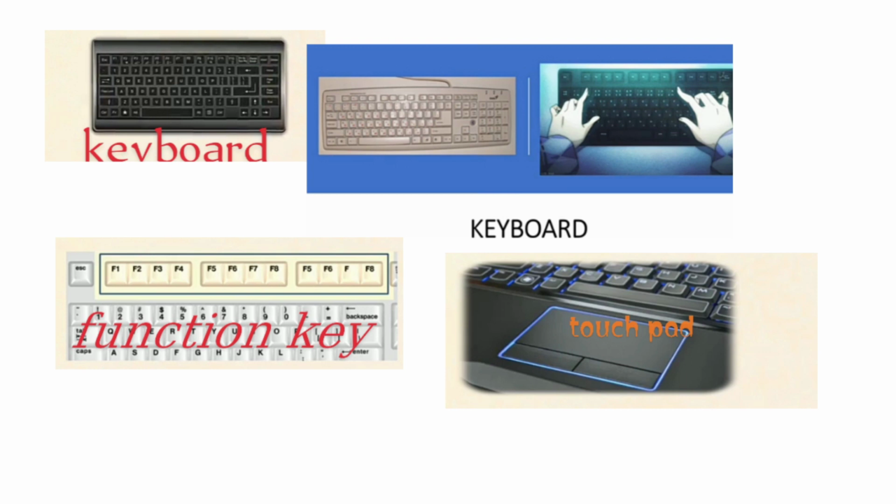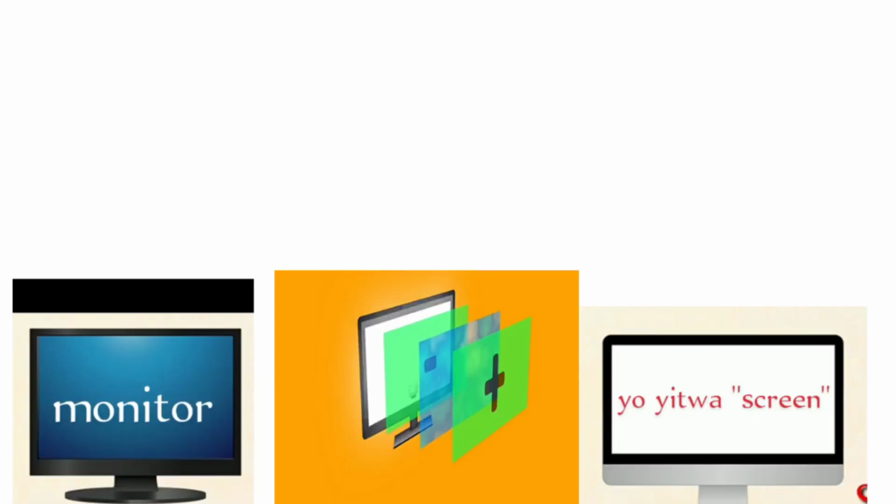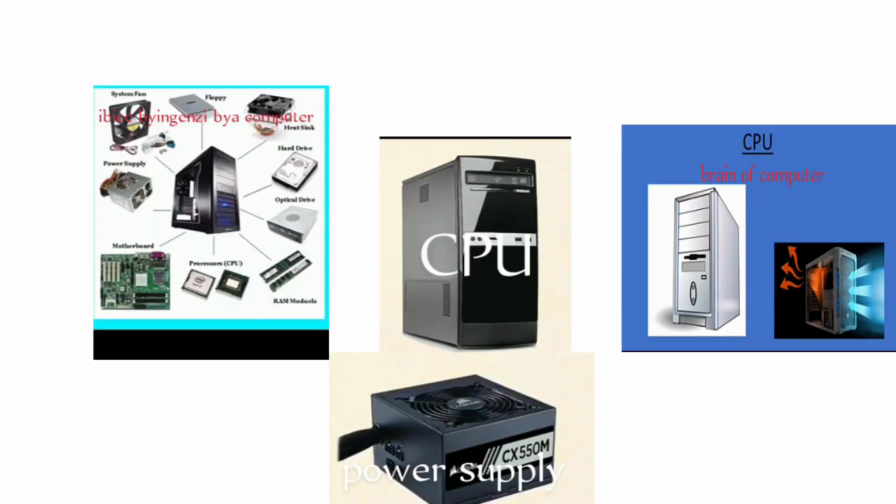The second part is the monitor. Here it is, a monitor. A monitor is an output device that provides information to the user. It means in order to see what you have done in a computer, we need a computer screen to see the information.